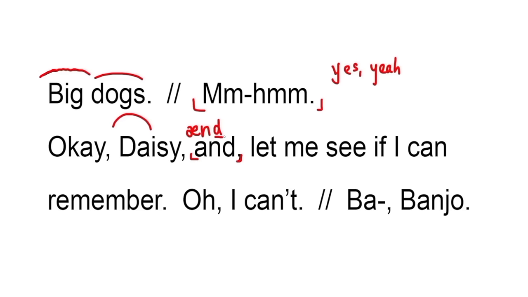And let me see if I can remember. See and the stressed syllable of remember are the most stressed words there. The rest are said very quickly, and we do have some reductions. Let me becomes lemme. We drop the T completely. You might have seen people write it this way before. I don't recommend writing reductions, but we use them in spoken English all the time.